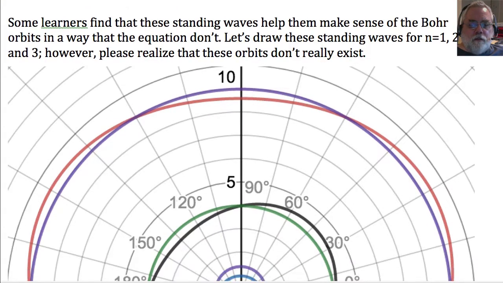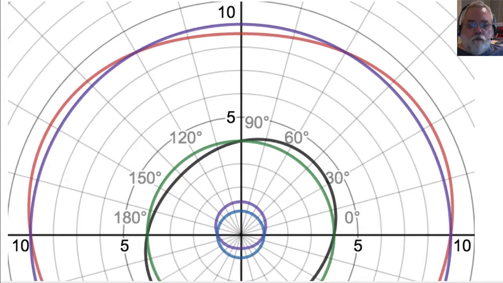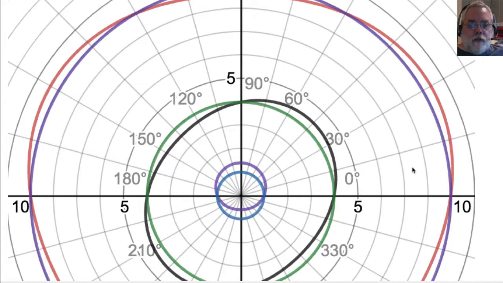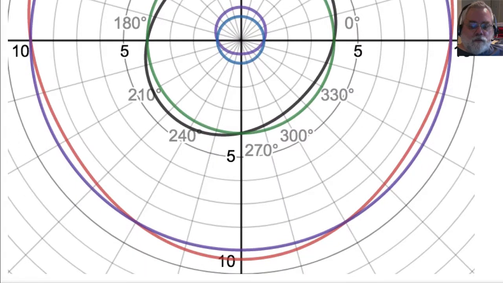So here's the graph where this purple curve is showing n equals 1, the black curve is showing n equals 2, and the red curve is showing n equals 3, each having an integral number of de Broglie wavelengths in their orbit. The de Broglie wavelength changes from n equals 1 to n equals 2 to n equals 3, but each has an integral number of that wavelength in its orbit.